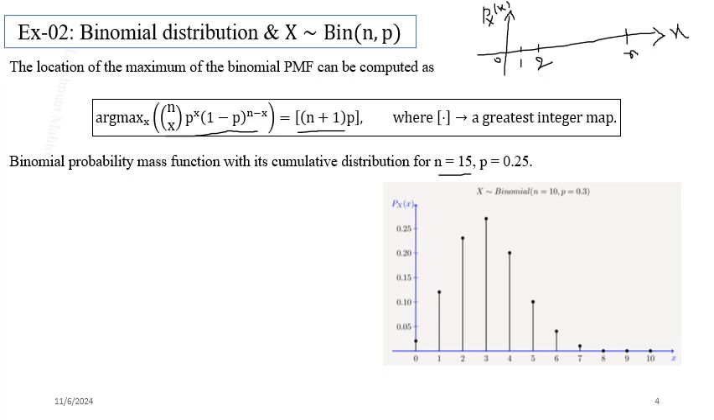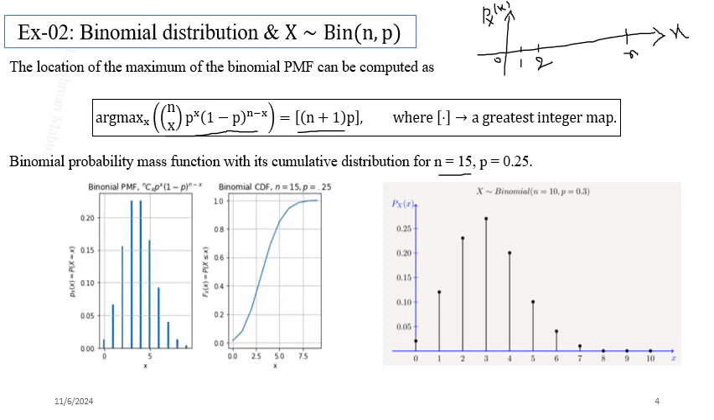Here I have taken 0.3, and another value here. It is coming like this. So this kind of situation you are getting. Different values you can call a point, and the CDF I will discuss later.